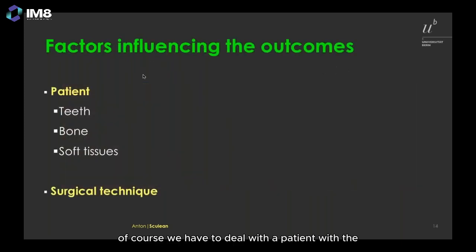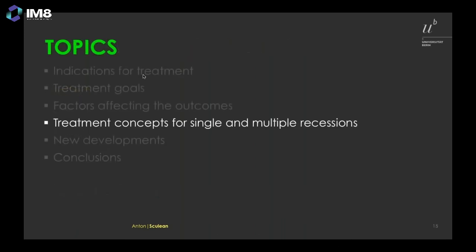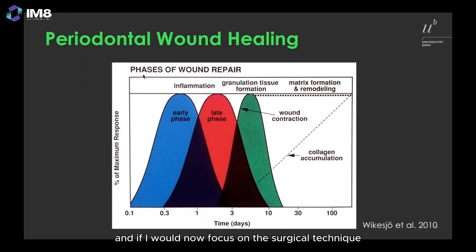Of course, we have to deal with the anatomical factors, patient-related factors like smoking, general diseases, biofilm control, but also the surgical technique. And if I would now focus on the surgical technique, in our philosophy, the most important is to focus on the biology. In other words, I would like to help the wound to heal, because the wound healing process, especially during the first 2 and 3 weeks, is of critical importance for the healing.